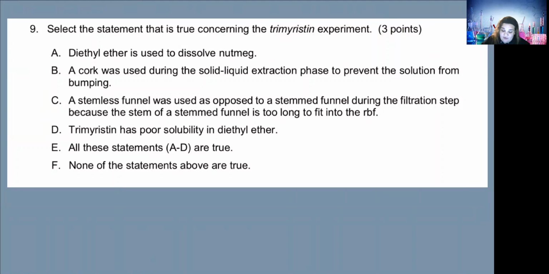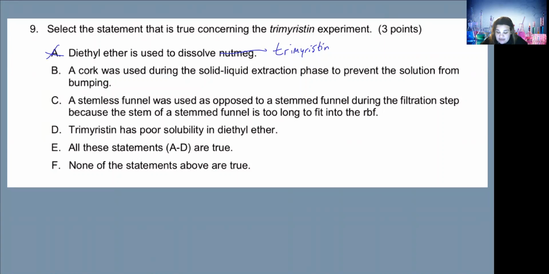Right? Diethyl ether was used to dissolve trimyristin, as well as the other solutes that were contained in nutmeg that were relatively nonpolar. Okay, that's what diethyl ether was used for. So this is an incorrect statement. Okay, letter B. A cork was used during the solid liquid extraction phase to prevent the solution from bumping.